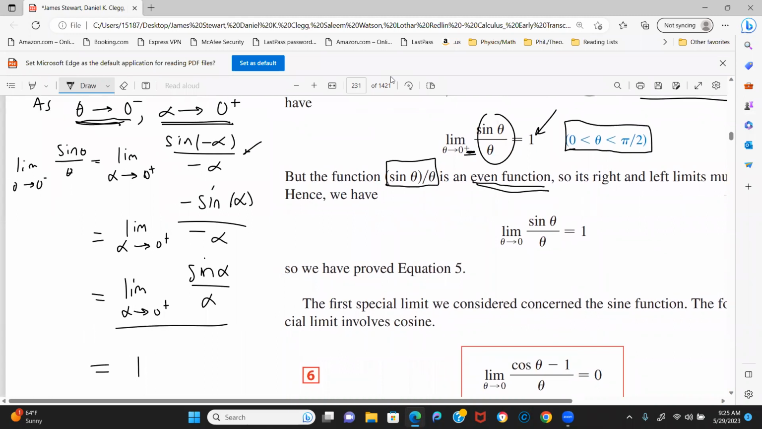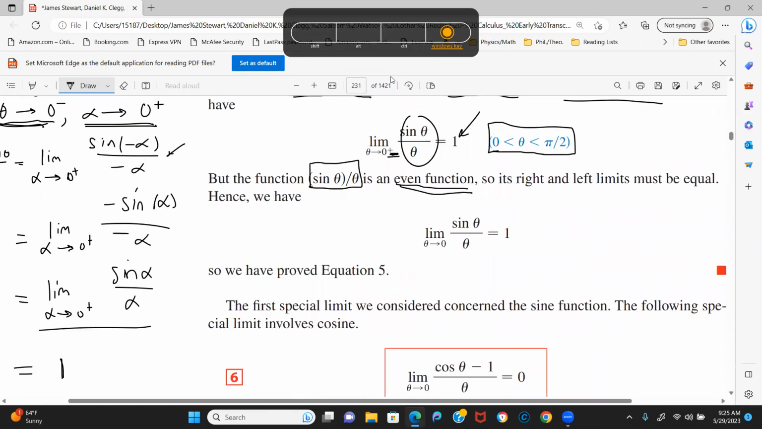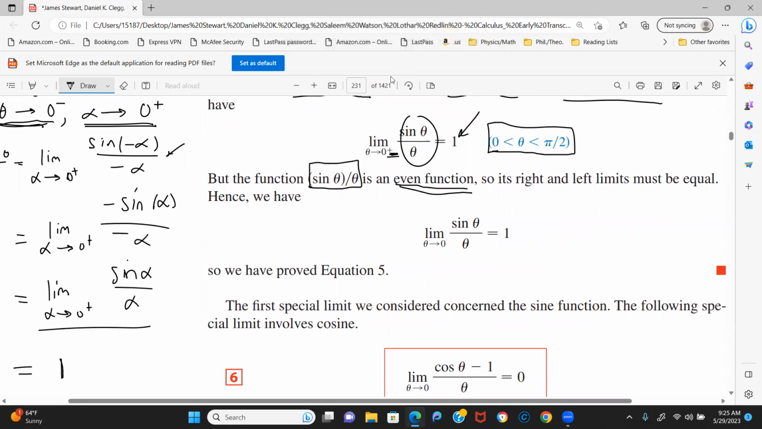So now what this shows is that if you take the limit as theta goes to 0 from the left, you also get 1. So the left and right hand limits exist. Therefore, this overall limit exists and it's equal to the common value. All right, so that's that.